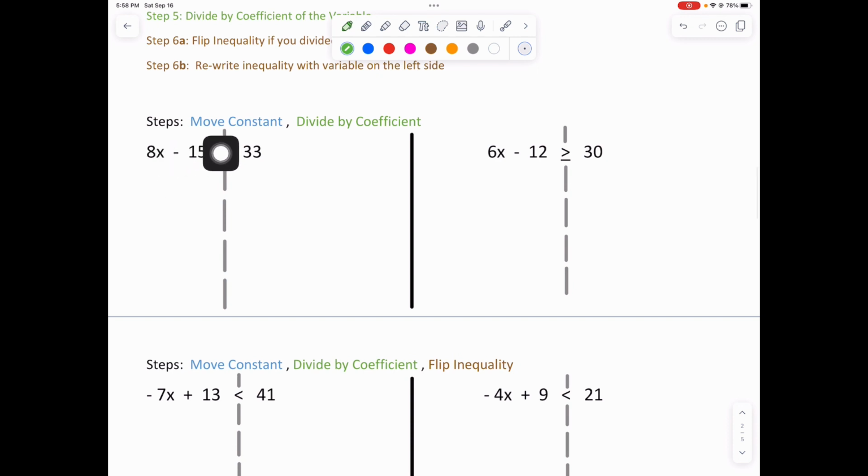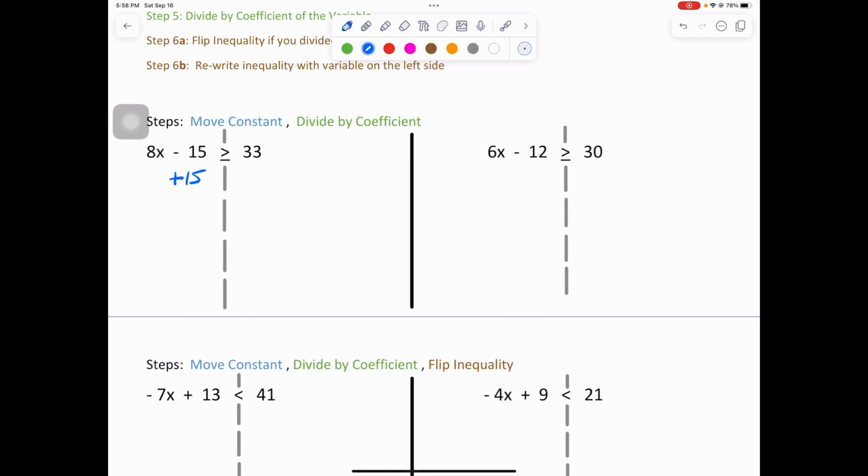All right, steps. Move constant, divide by coefficient. Well, let's just read it. 8x minus 15 is greater than or equal to 33. Great job, guys. Yes, we do get rid of the negative 15. How do we do it? Wonderful. Plus 15. Guys, why'd you choose negative 15?